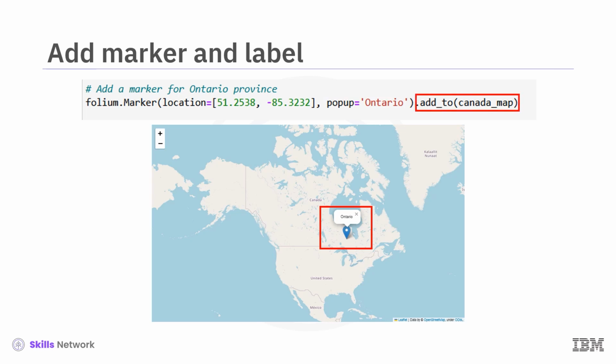The add_to(Canada_map) method is called on the folium.Marker object to add the marker for Ontario to the Canada_map. This ensures that the marker is included as part of the map's layers and will be displayed when the Canada_map is rendered or saved.